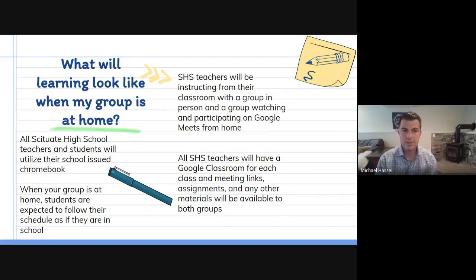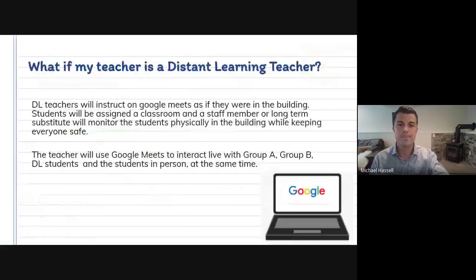So what will learning look like when my group is at home? If you are a group B, all Scituate High School teachers and students will utilize their Chromebook. So if you're at home, you're going to open up your Chromebook. You're going to log into whatever period you have first. Tomorrow is a Monday, so it's a period 1. You're going to find that Google Classroom and that Google Meet, and you're going to participate live. The students who are in person will also be opening up their Chromebook and participating. So that'll give us the opportunity to interact with each other. If there's a student in person or a student at home, we can interact with each other virtually as we learn along with the classroom teacher.